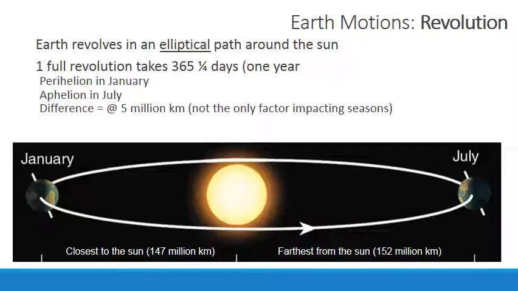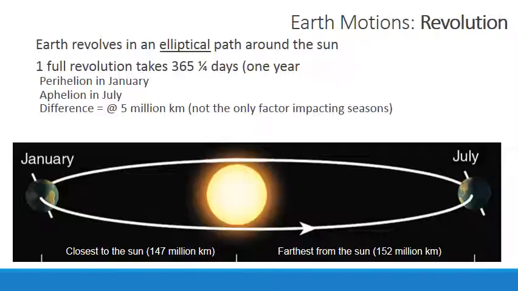But about 6 months after perihelion, on July 4th, Earth is 152 million kilometers away from the sun, farther away than any other time in the Earth's orbit. This is a position called aphelion. The helion refers to the sun, a means away, and peri means close.